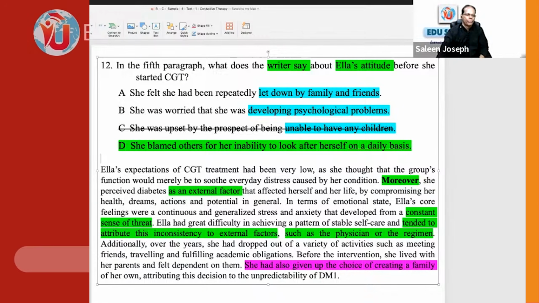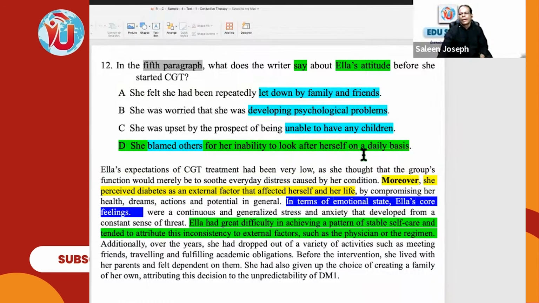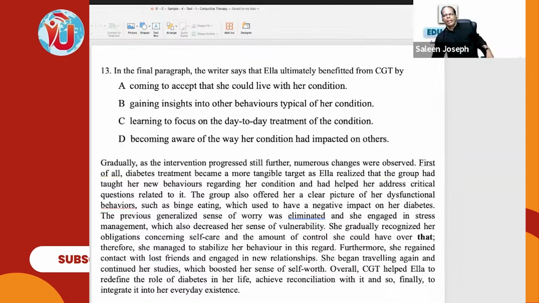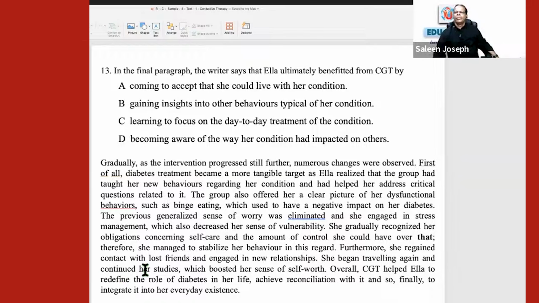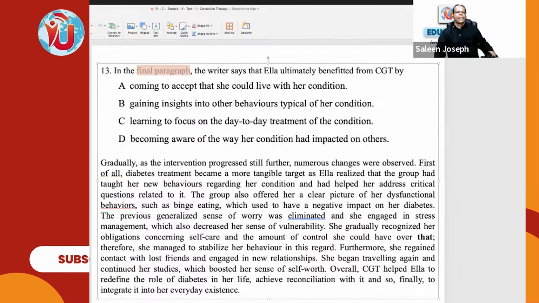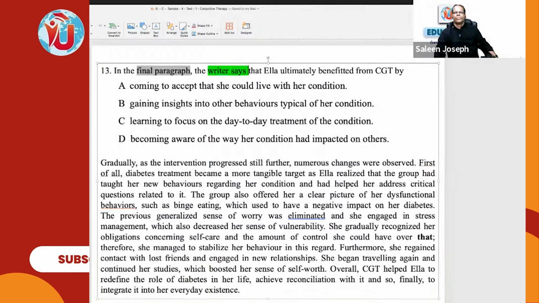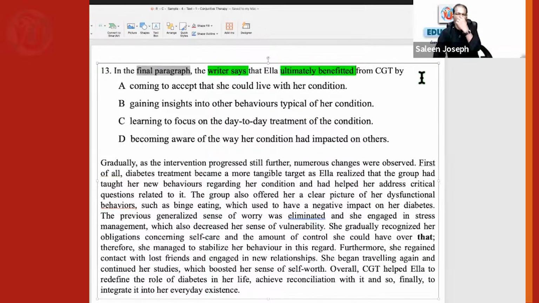The expression moreover. Is that okay? The inability to look after herself on a daily basis means stable pattern of stable healthcare, right? Yes, Father. This one, inability to look after herself on a daily basis. In the final paragraph, we have reached the final paragraph. The writer says that Ella ultimately benefited from CGT by, the keyword, hedging word, writer says, writer's opinion. Ultimate, benefit. Ella's ultimate benefit from CGT by doing something.